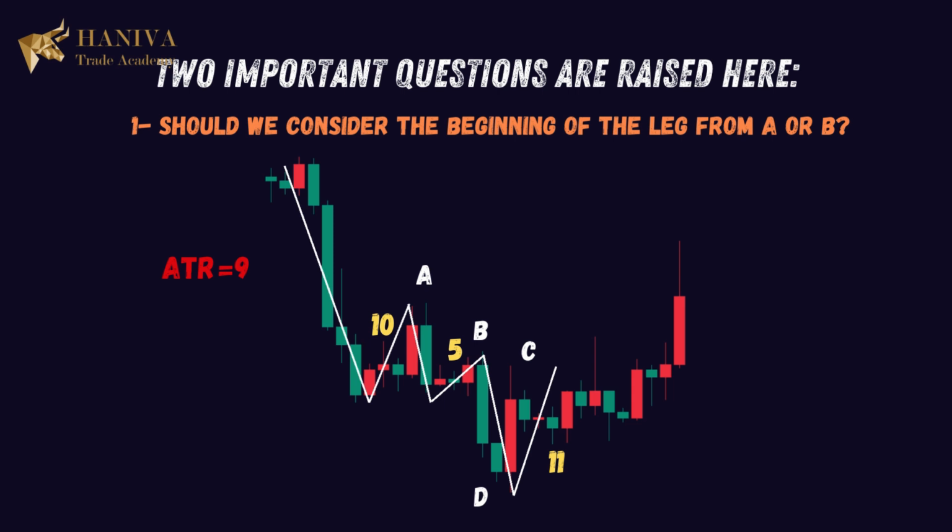However, the price reversal to point B is less than the ATR of the time frame, and we consider this reversal as noise. The price reversal to point C is greater than the ATR of the time frame, so the length of the leg is equal to the distance from point A to D.